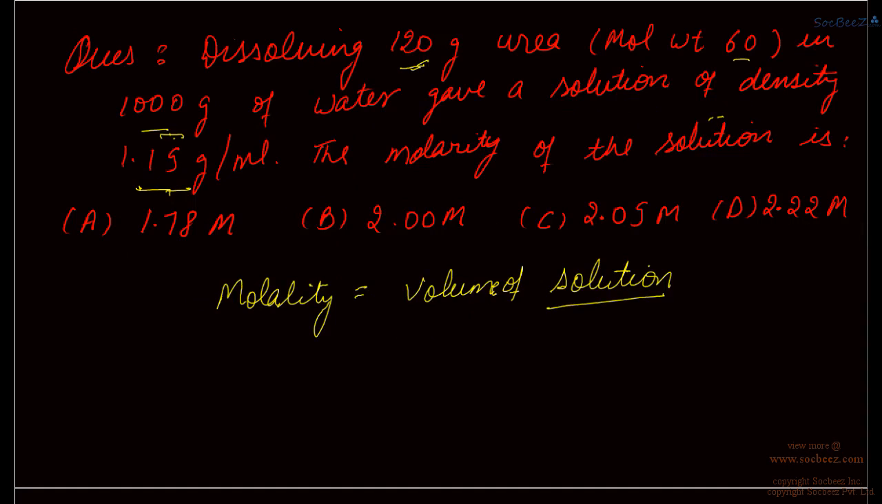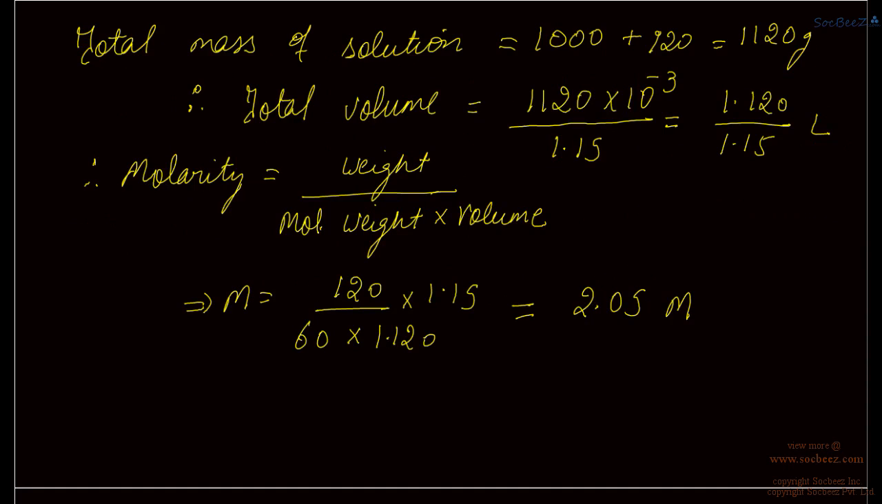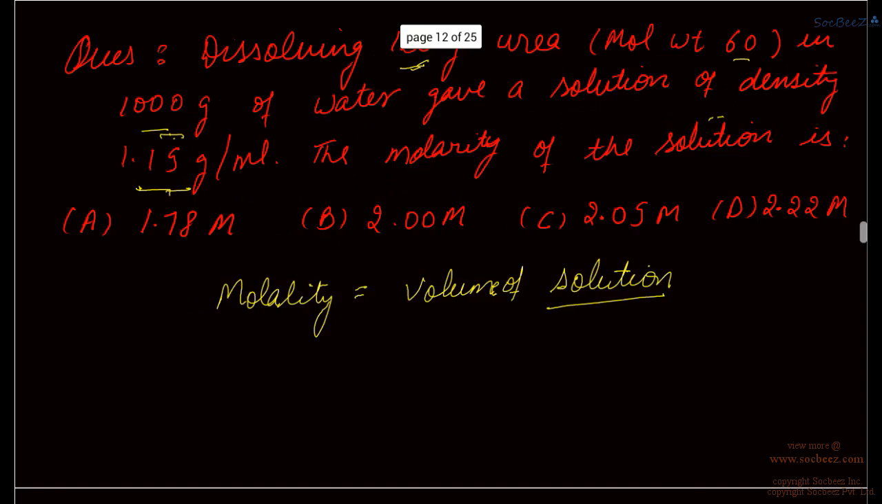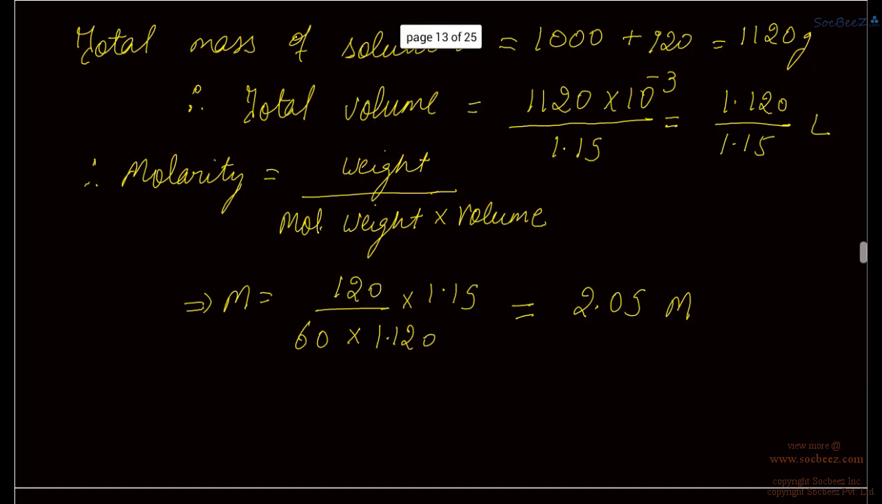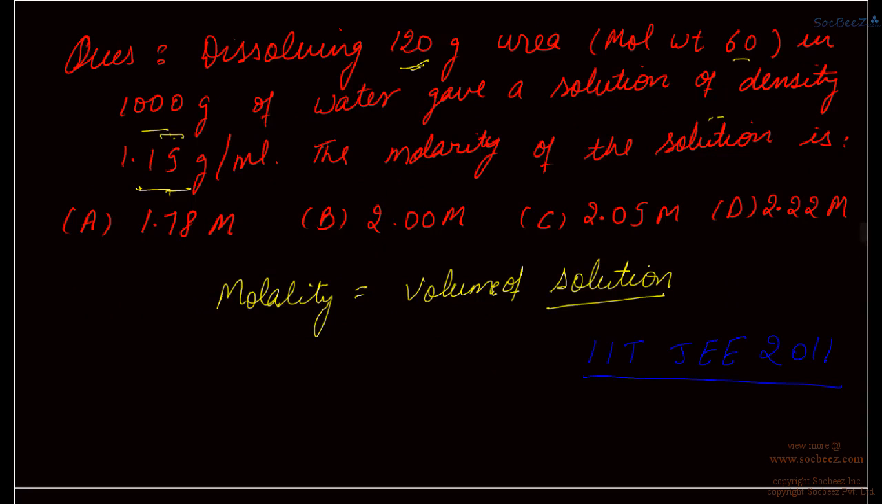Since in this question the options were 1.78, 2.05, 2.22, special care should have been taken to calculate molarity, because the options are very close to each other and a very minor difference in our calculation or a very silly mistake can lead to a different option which will be incorrect. So this question was asked in IIT JEE 2011. Very easy problem.